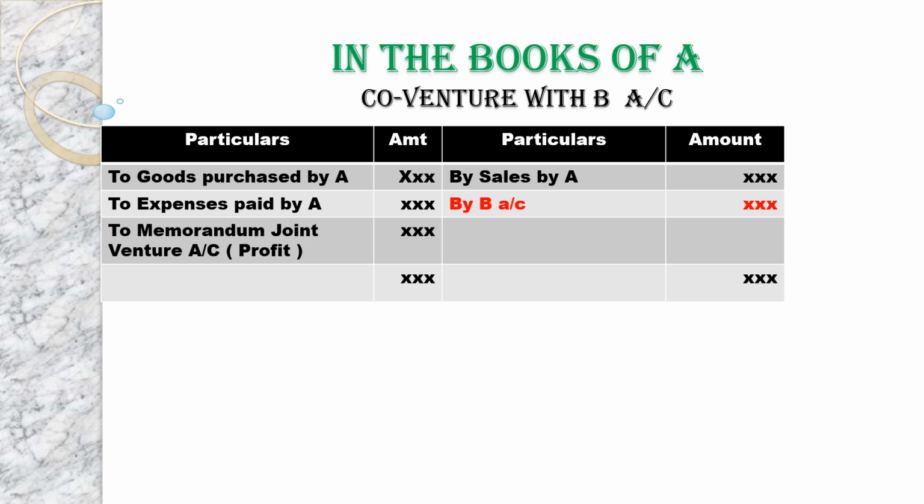Kindly note, students, we record only the sales made by A because this is in the books of A. So in the books of A, we record A's transactions. So sales made by A on the credit side, purchases made by A on the debit side, expenses paid by A on the debit side, and the share of profit that A should get will come on the debit side. So the remaining amount A is supposed to pay to B.